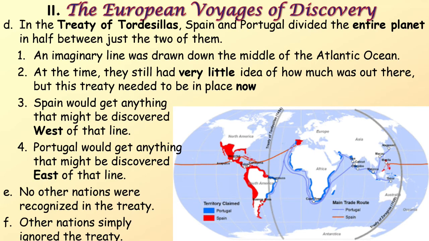In the Treaty of Tordesillas, Spain and Portugal, these two tiny countries, divided the entire planet in half between just the two of them. An imaginary line was drawn down the middle of the Atlantic Ocean, and at the time, they still had very little idea of how much was actually out there. But this treaty needed to be in place now. And so Spain would get anything that might be discovered west of that line, and Portugal would get anything that might be discovered east of that line. No other nations were recognized in the treaty. But that was okay because other nations just ignored the treaty.